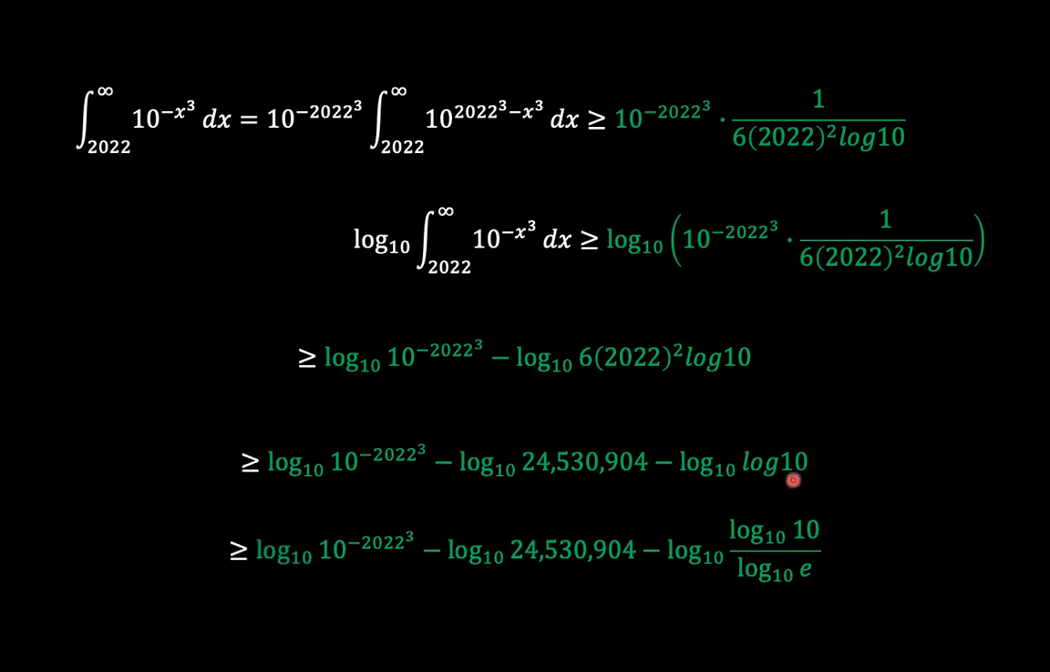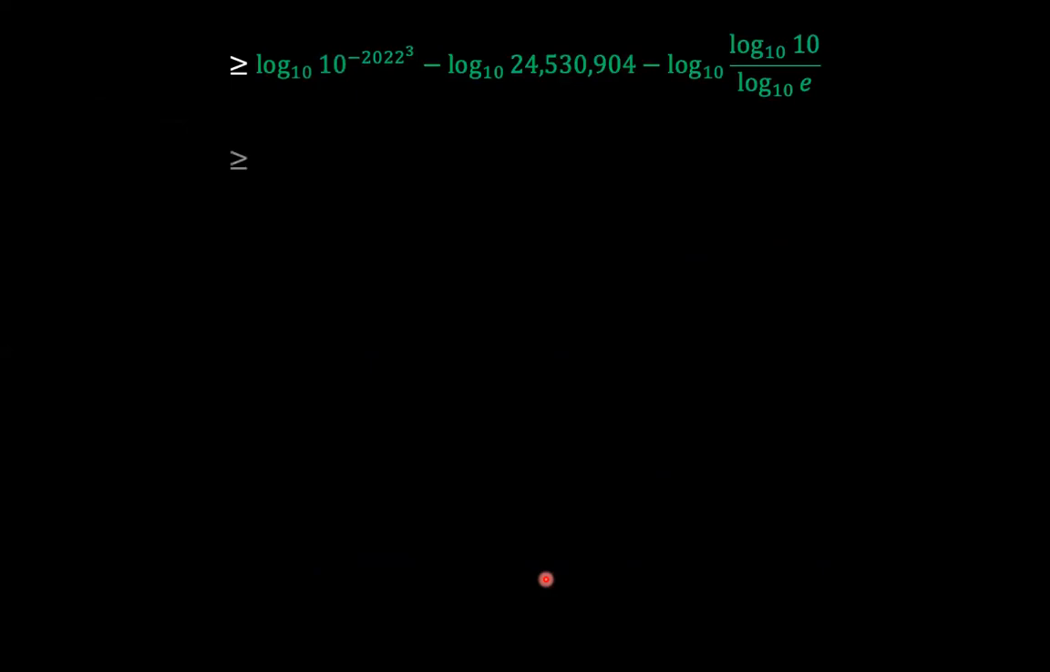So again, we can express this in the form of log of base 10. And so this is the same as log 10 of 10 over log 10 of e, taking it away from the natural logarithm. Okay, and this here is the same as 2.4530904 times 10 to the power 7. And so what happens is that that is log 10 of 10 to the power negative 2022 cubed minus log 10 of 2.4530904 times 10 to the power 7 minus log 10 of 1 over log 10 of e.